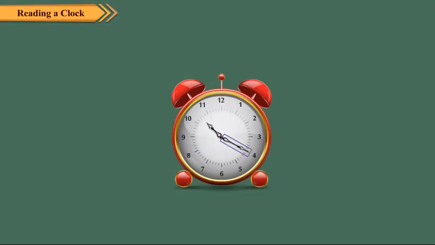In this clock, the minute hand is at 4. It means 5 into 4, which is equal to 20 minutes have passed. The hour hand is between 10 and 11 and the minute hand is in the first half hour. So write the time as 20 minutes past 10 or 10.20.